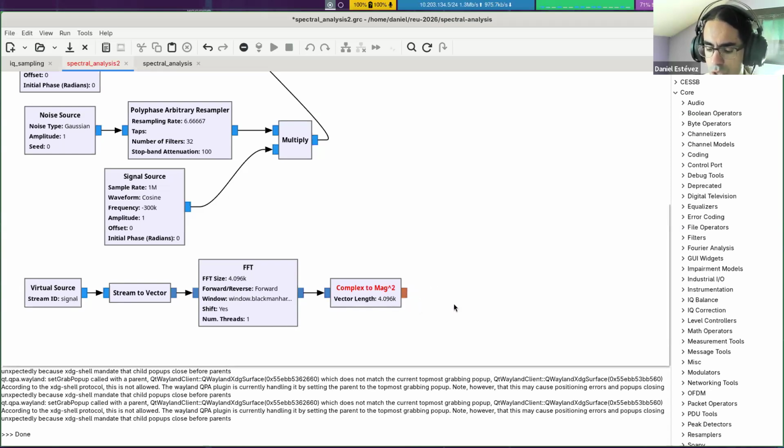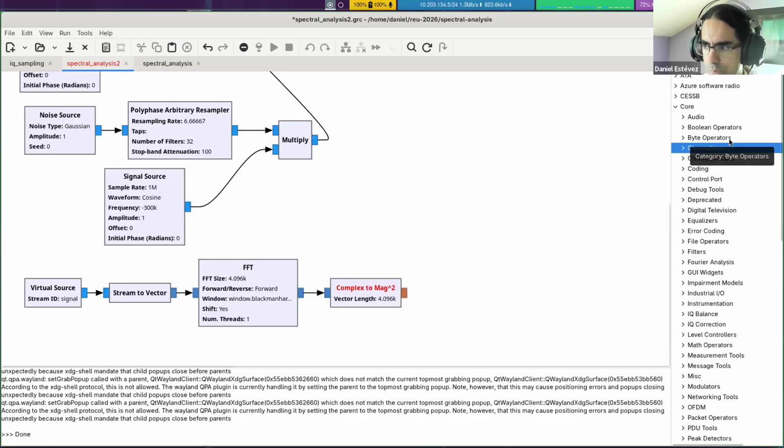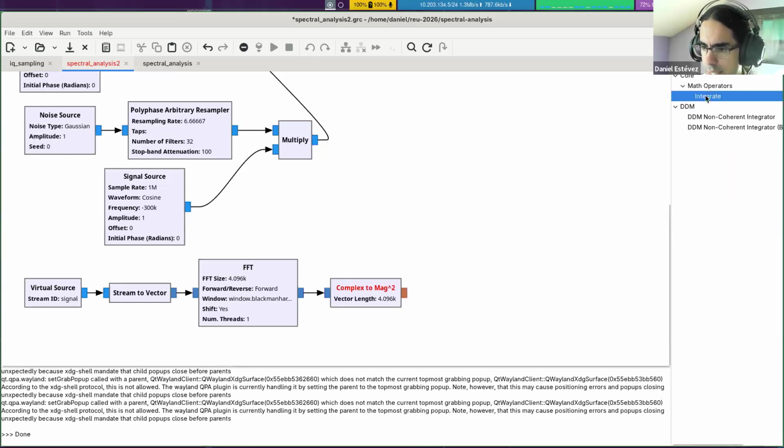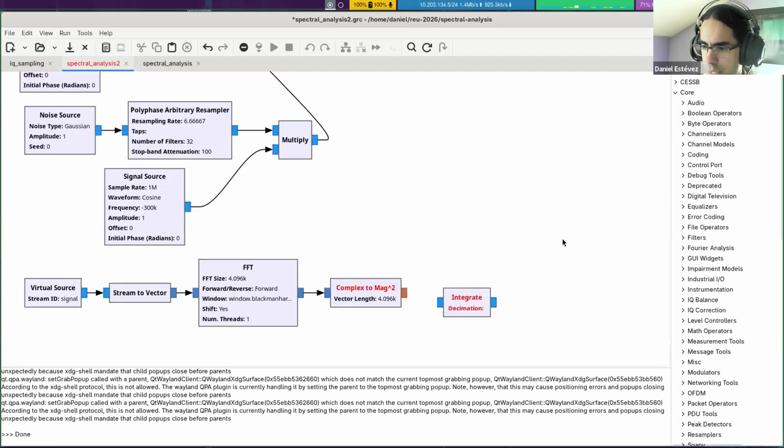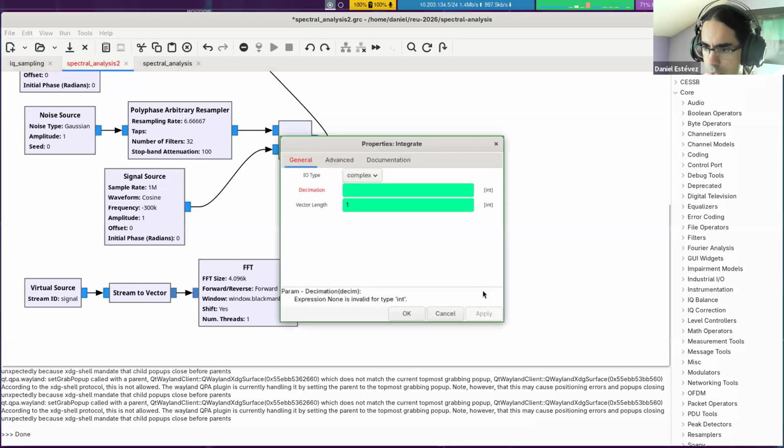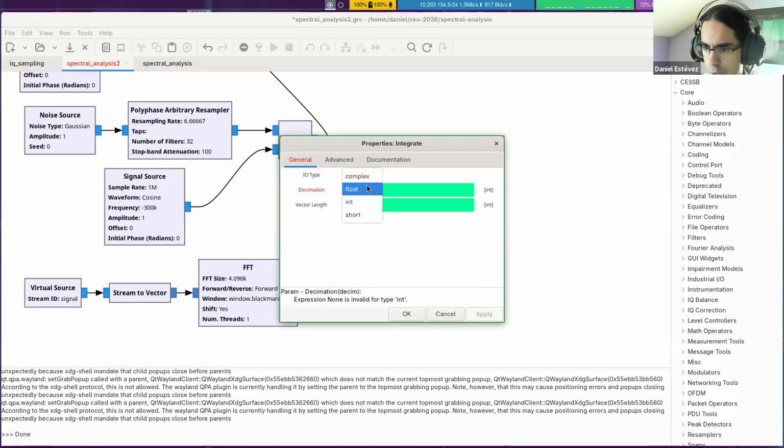The next thing I want to do is to integrate, which is basically to sum a whole bunch of FFTs. By doing that, we are essentially averaging, and by doing an average, we decrease the noise. So that is what will make this FFT processing more sensitive. So let's take a look at the integrate block. I'm going to connect them, but I need to set some properties for the connection to work.